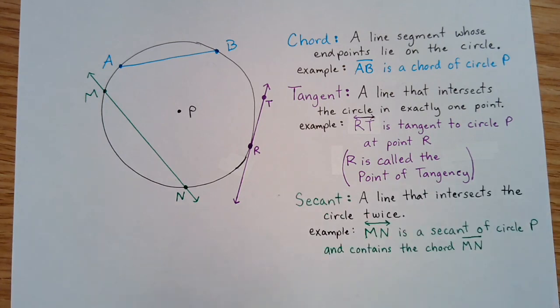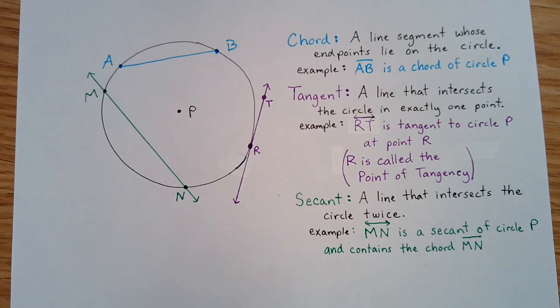Okay, and then we have our secant. A secant is a line that intersects the circle twice. So I've done this one in green. So we have line MN is a secant of circle P, and it contains the chord MN. Okay, so remember this, a line is going to be the secant, but if it's a segment, then it's going to make it a chord.